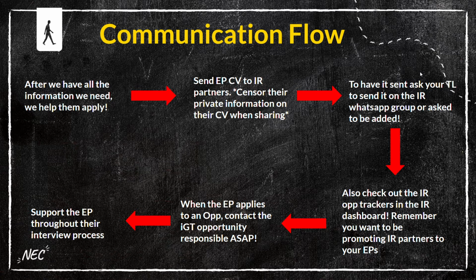And then finally, when you send a bunch of opportunities to the EP, they apply to around 3 to 5 opportunities. You want to contact the IGT response immediately, and one way to do that is through the WhatsApp group. Just say, hey, I have an EP, post EP ID, and this is the opportunity to apply to, opportunity ID. May I get in contact with the opportunity manager? And they should be messaging you quick, and that's how you get the process flowing with your EP and hopefully getting them accepted.